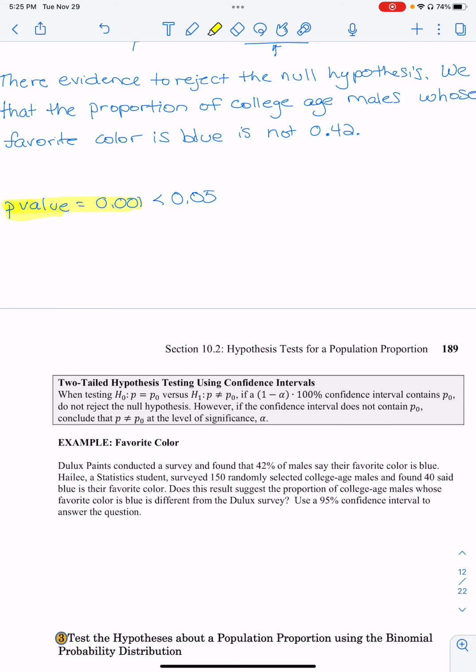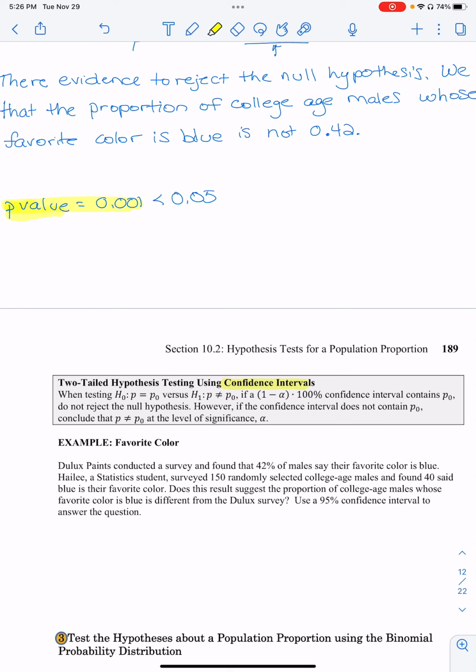When we're testing a null hypothesis where P equals some P-naught versus it not being equal to it, if the confidence interval contains the P-naught, whatever I originally had, so in the case above, maybe the 0.42, we do not reject the null hypothesis. So here we're going to use confidence intervals to determine whether or not we reject the null.